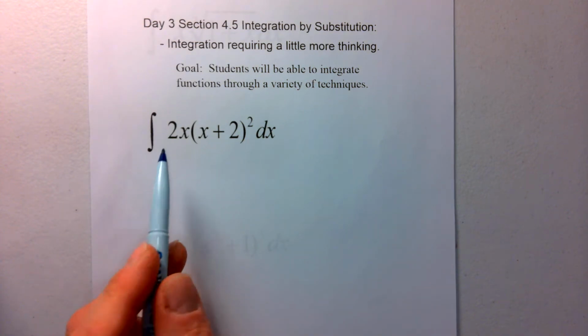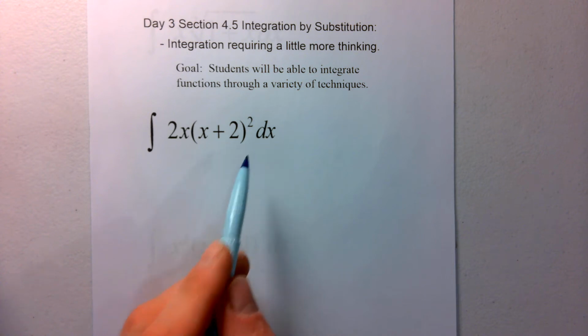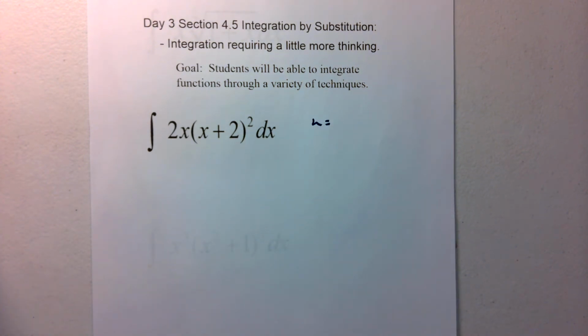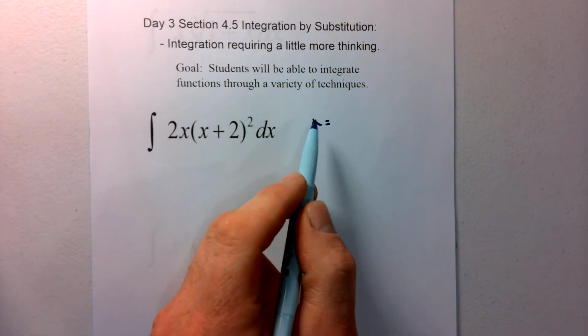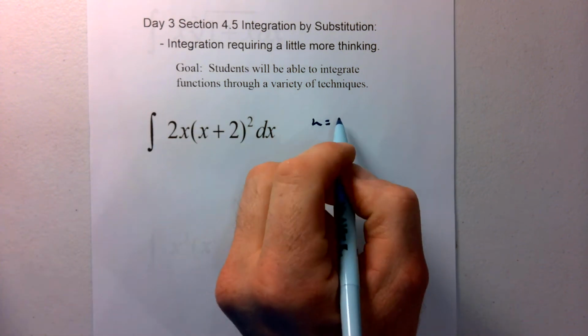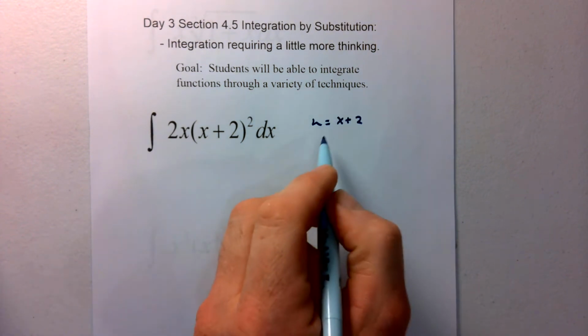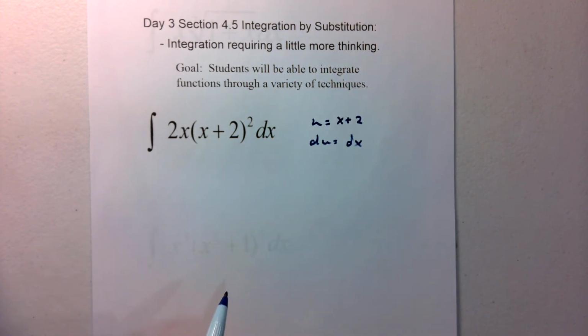So here we have the integration of 2x times the quantity x plus 2 squared dx. As in the past, we've talked about what u should be. u will probably be, if we have a quantity to an exponent, that quantity. So let's go ahead and see what happens. So we have u equals x plus 2. du then would be dx, wouldn't it?